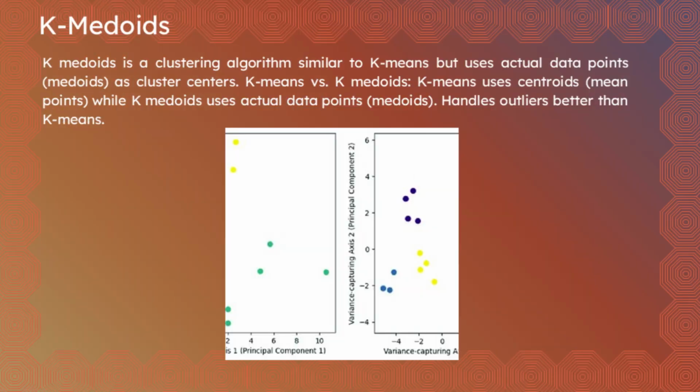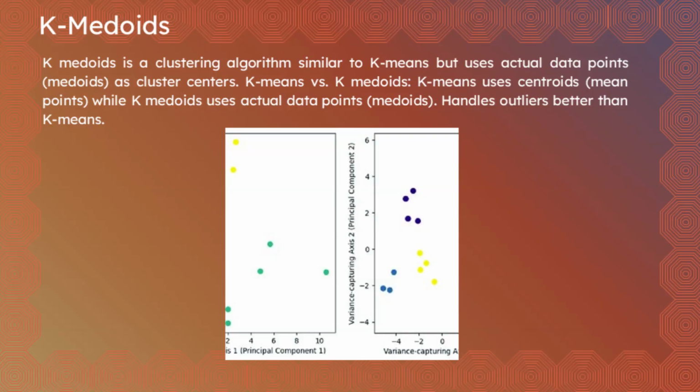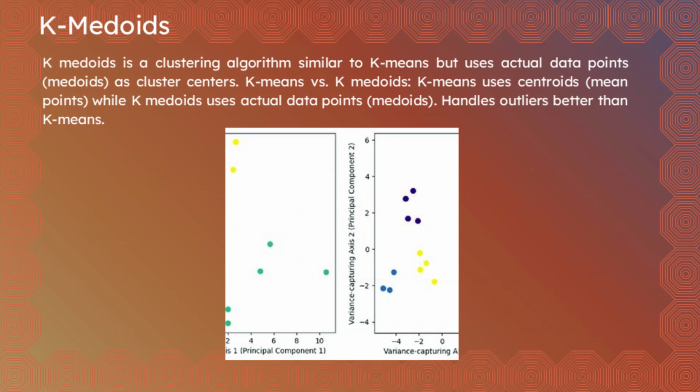K-medoids is a clustering algorithm that functions similarly to k-means, but with a key difference. Instead of using the mean of points as cluster centers, it uses actual data points called medoids. This makes it more robust to outliers. In summary, k-means uses centroids, which are average positions, while k-medoids uses real data points. This difference allows k-medoids to handle noise and outliers more effectively.